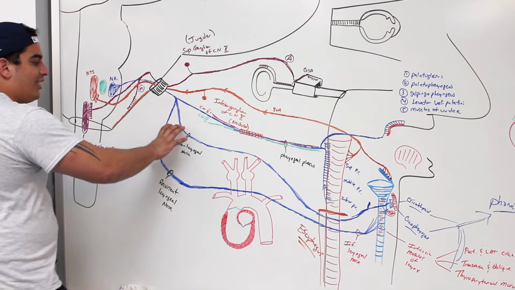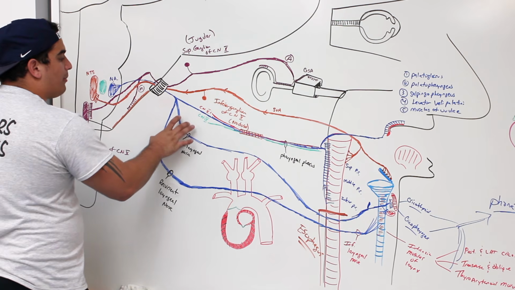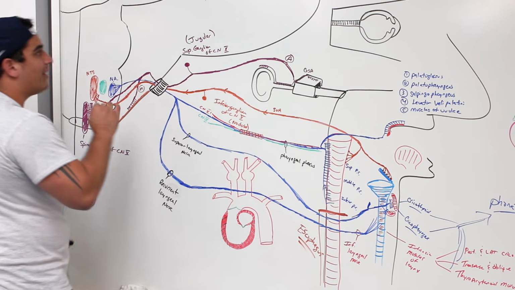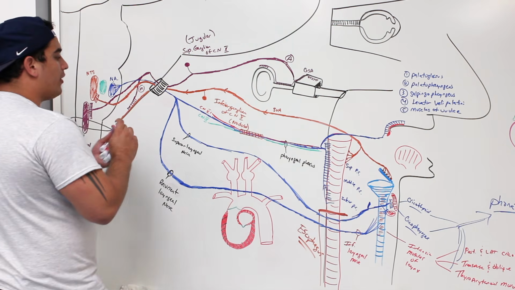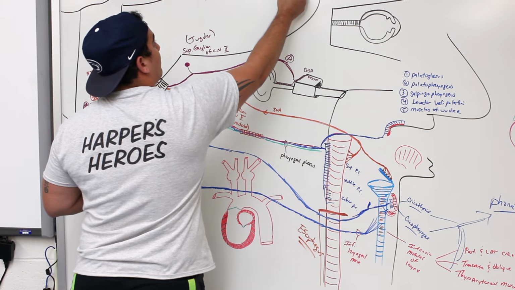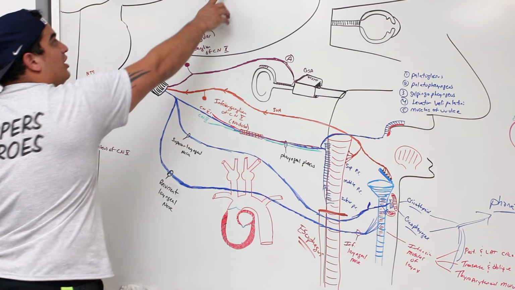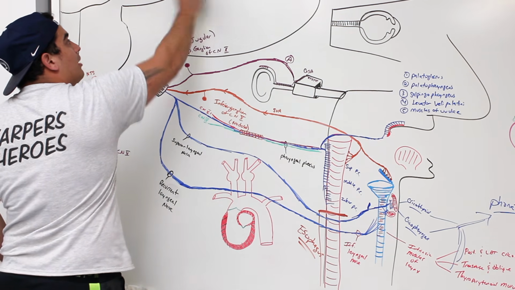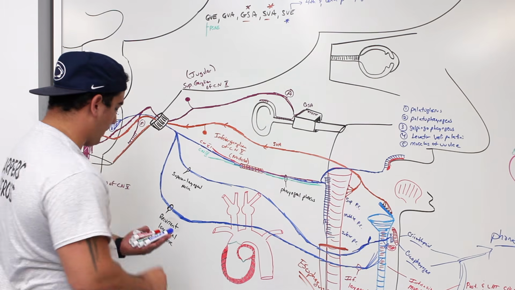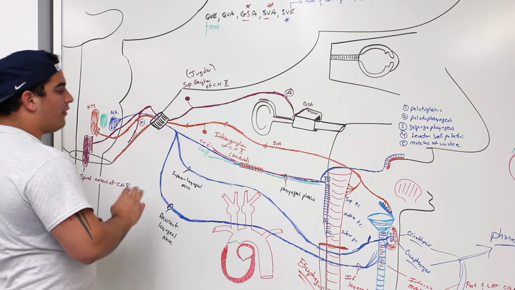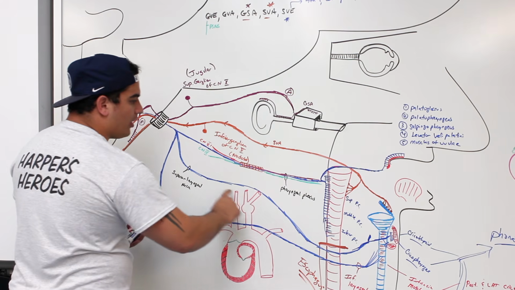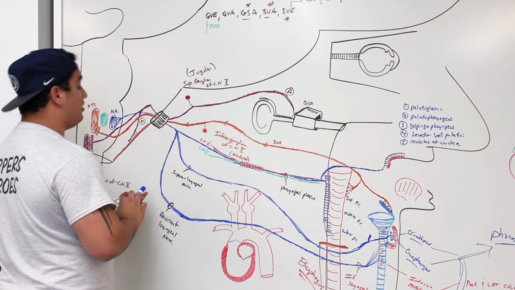Now, to continue with these, I want to bring some other fibers with them. This is why it can get a little dicey in here. Okay, so we've covered pretty much the SVE fibers. Now what I want to do is bring with some of these the GVA fibers and even a little bit of GVE fibers. Okay, so moving with the superior laryngeal nerve, there are actually going to be some GVA fibers.